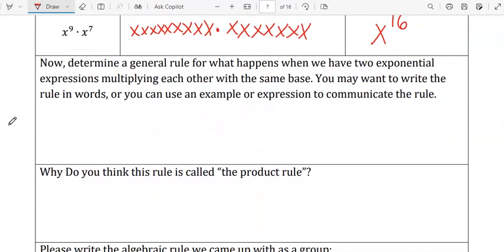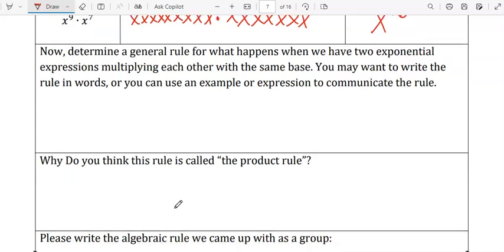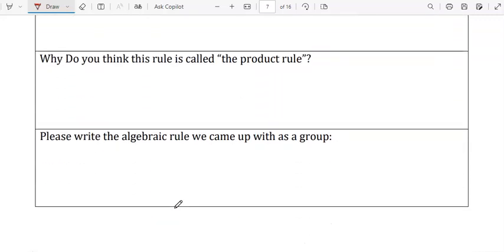Why do you think this rule is called the product rule? Describe the reason why in this box. Please write the algebraic rule we came up with as a group. Here's the algebraic rule for the product rule. A to the m power times a to the n power equals a to the m plus n power. You're adding the exponents.